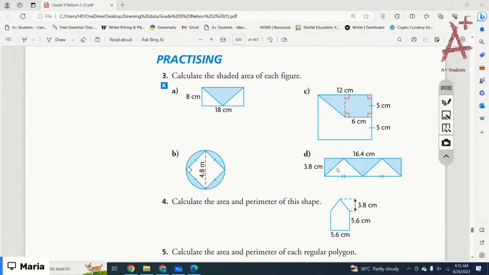Let's just look at part D. You have to calculate the area of the shaded region, the area of this triangle, and then these two sides, right?